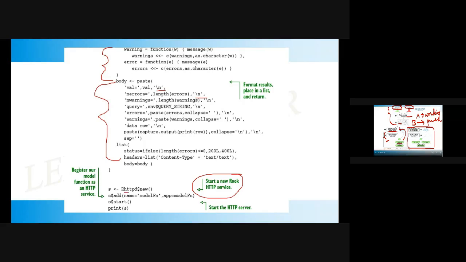It is done using httpd$new. Then after that, you can add the model function because we are going to register the model. So this model is registered and the start function is issued. After that, print the model.